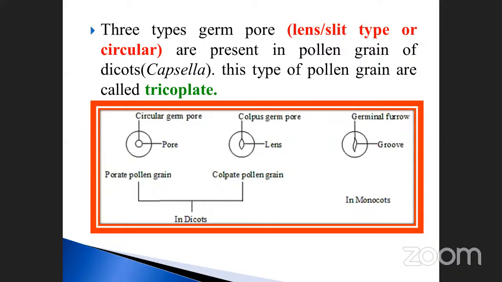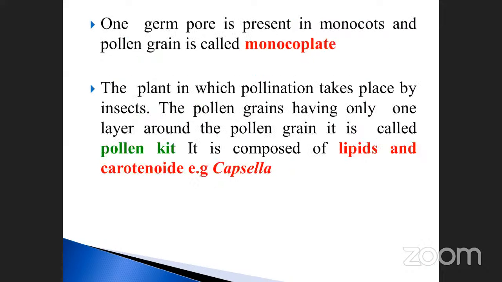The germinal furrow is mostly found in monocot plants, but the other two are mostly found in dicot plants. These are called porate pollen grains and colpate pollen grains. These are the two types of germ pores mostly found in dicots. This is also asked many times in the questions. So this is another thing. If one germ pore is present, that is called monocolpate. It's mostly present in monocots.